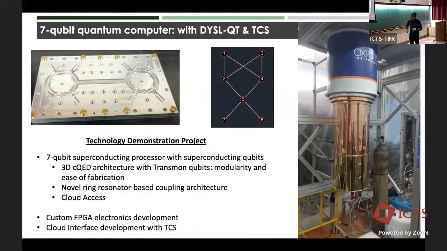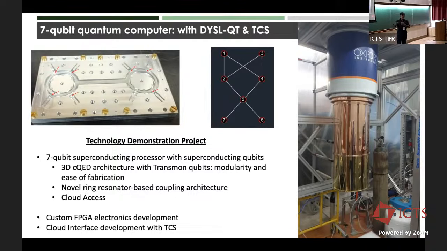And this project is being done in collaboration with a DRDO lab, which is the Defense Research and Development Organization. They started some new labs called the Young Scientists Laboratory in Quantum Technologies, who are working with us on developing the hardware and also developing some custom FPGA electronics. And also a company, Tata Consultancy Services, which is actually an information technology company, they are working on developing the web interface through which people will be able to access this system.